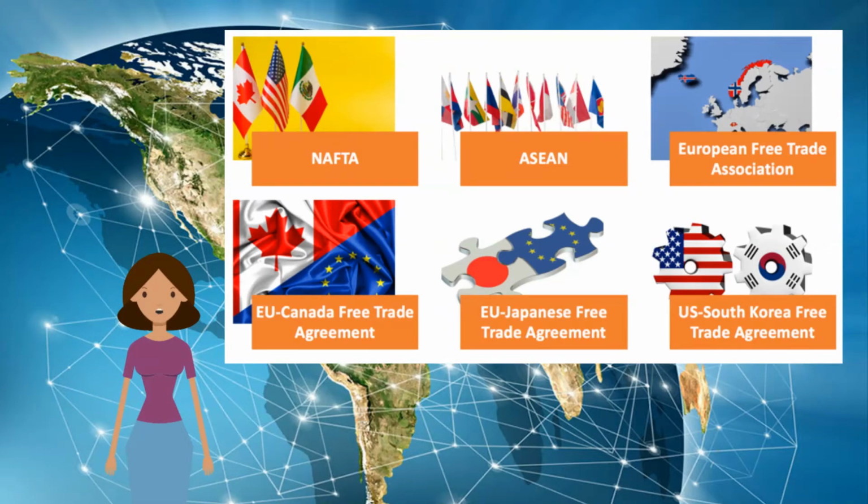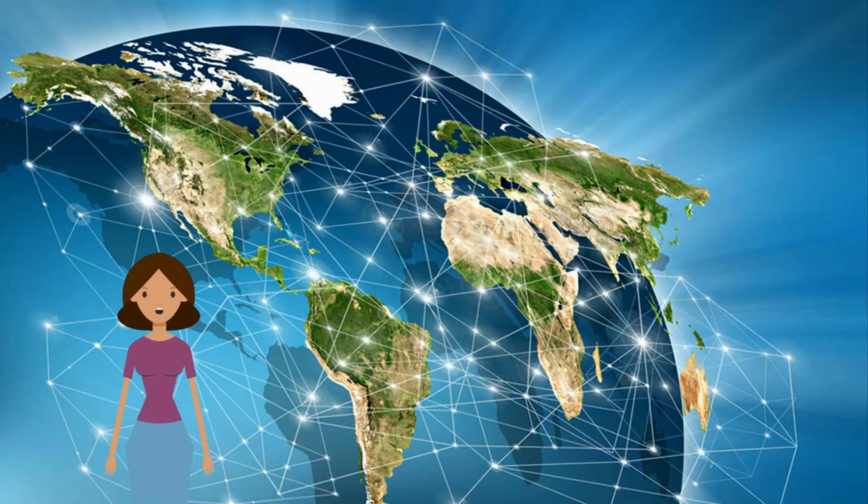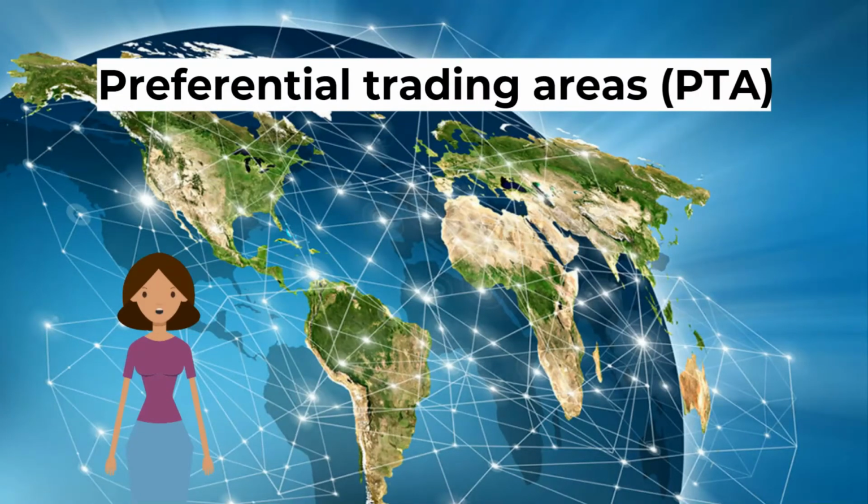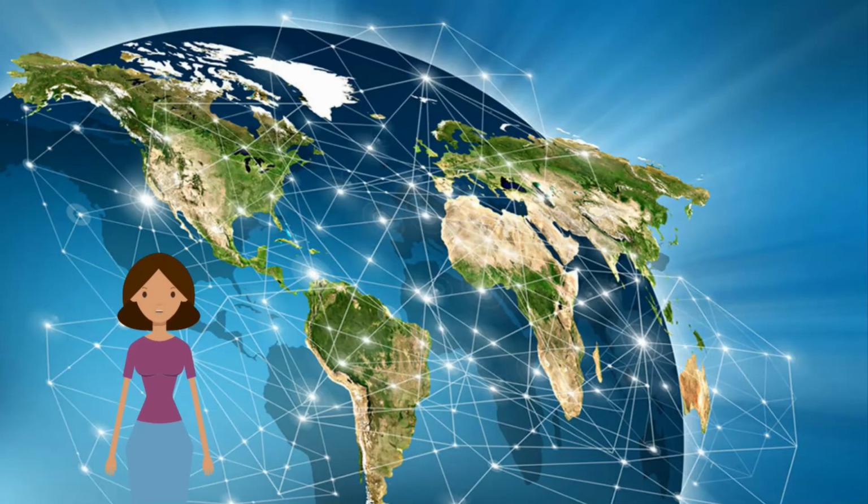Examples include NAFTA in North America, the European Union, ASEAN in Asia, and Mercosur in South America. Most regional trade agreements take the form of bilateral agreements between one single country and another single country. Some agreements are multilateral or plurilateral agreements between at least 3 countries. Firstly, preferential trading areas or PTA. These are where tariffs and other trade barriers are reduced on some but not all goods traded between member countries.